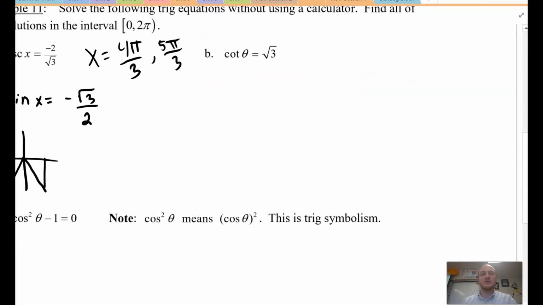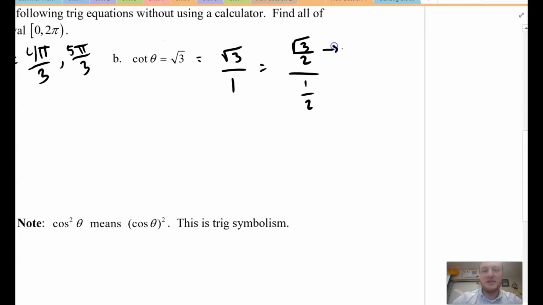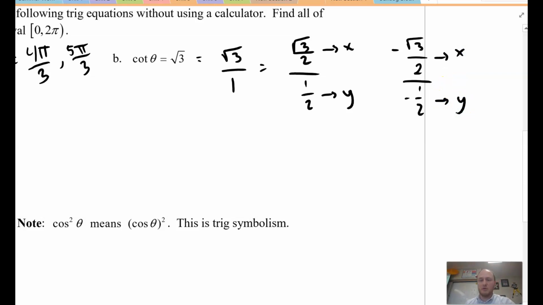All right, next, cotangent of theta. When is that equal to root 3? I want you to think about this as really root 3 over 1. If I divide both by 2, I get root 3 over 2 comma 1/2. This is our x value and this is our y value, because we have cosine over sine. Also with tangent and cotangent, even though it's positive, it could be a double negative. So you could be in quadrant 1 or in quadrant 3.